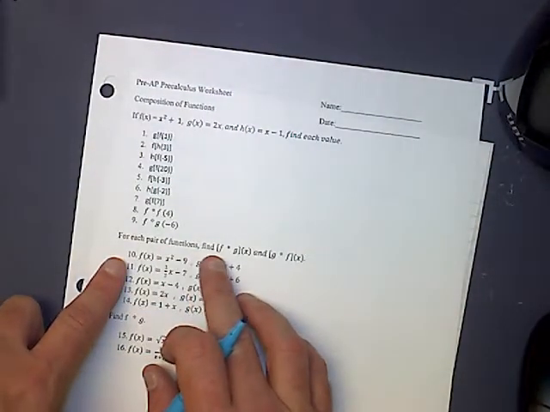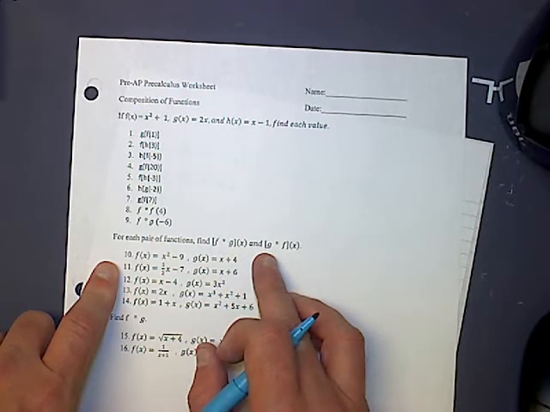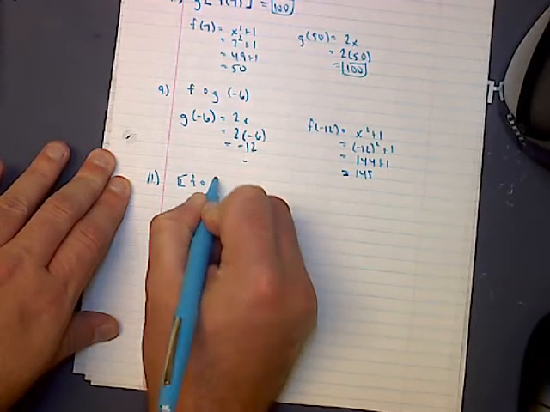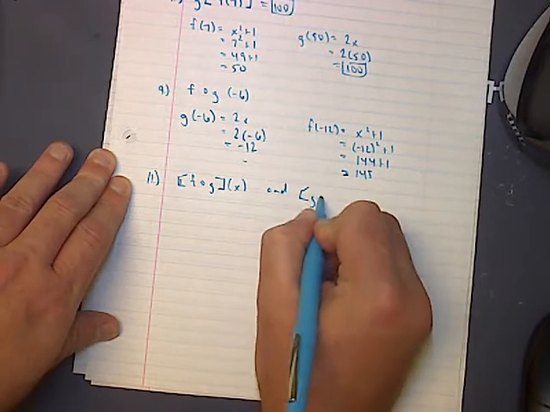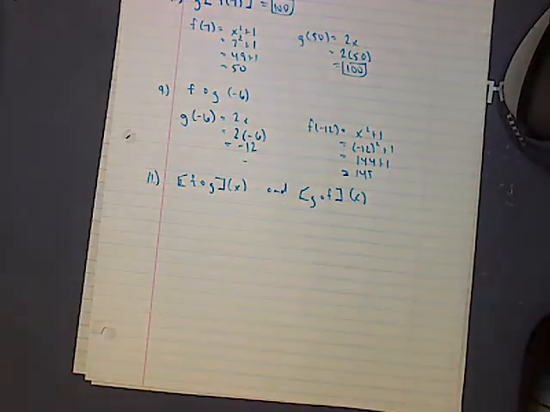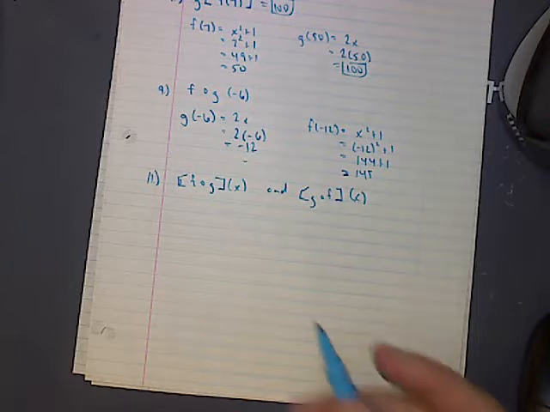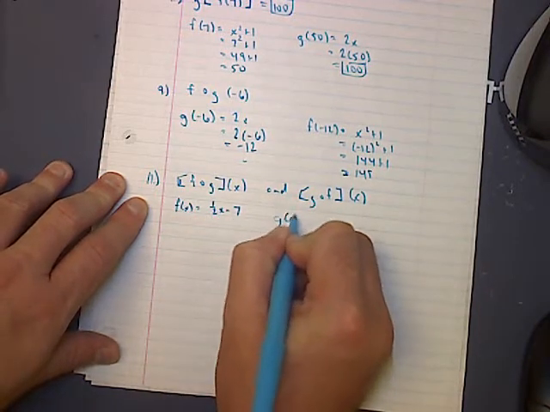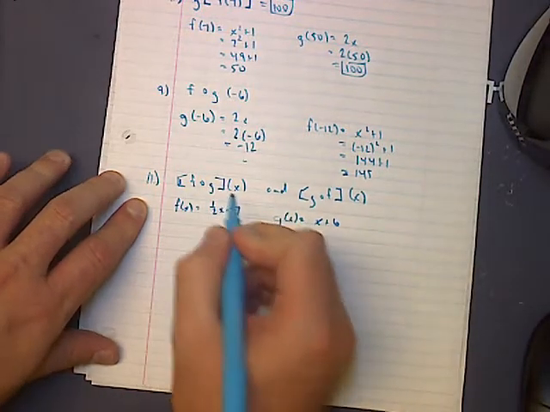It says, for each pair of functions, find f of g of x and g of f of x. So let's look at 11 and 13. On number 11, we're finding f of g of x and g of f of x. Okay, now my functions: f of x equals 1/2 x minus 7, and g of x equals x plus 6. I'm going to do this first one first.